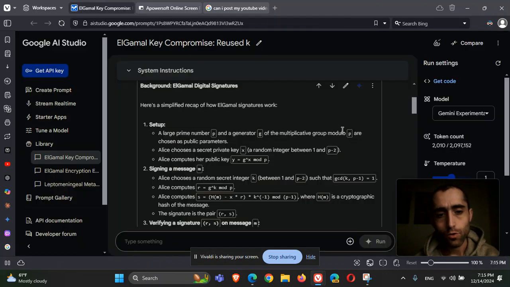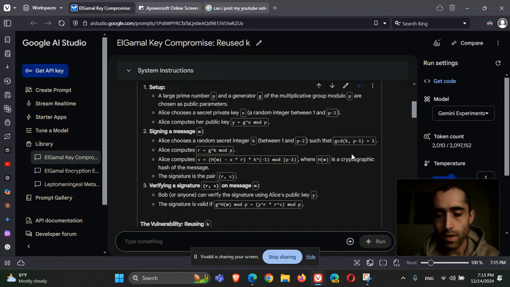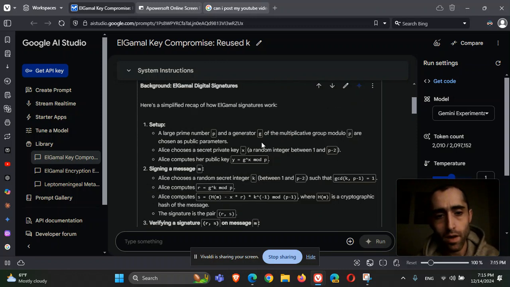Okay, so let's talk shortly about ElGamal digital signature. It lets the user, or someone that sees your message, know that it's authentic. So the signature goes like this: we'll have a message and we sign it, but we need to start with the setup.